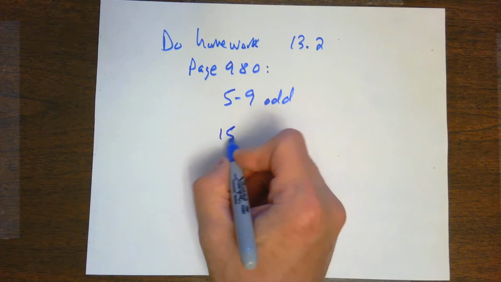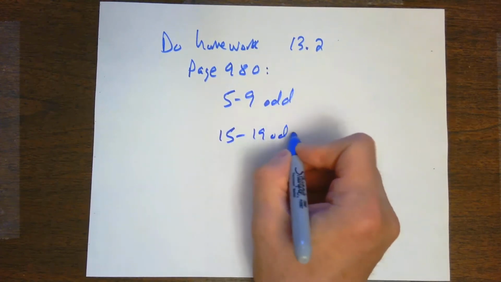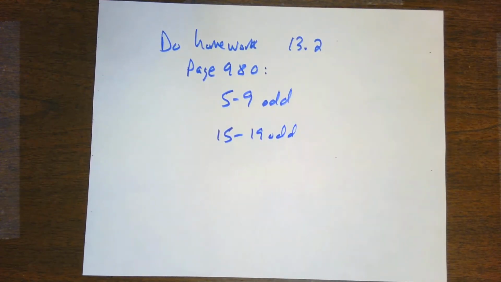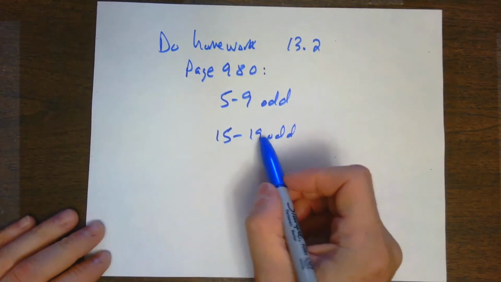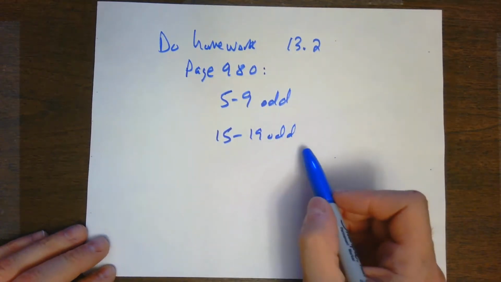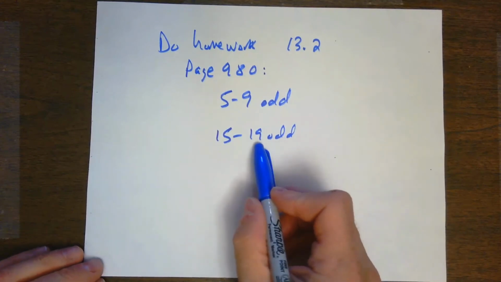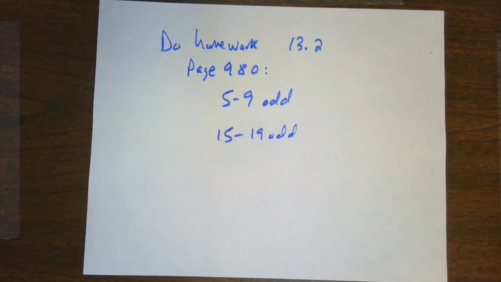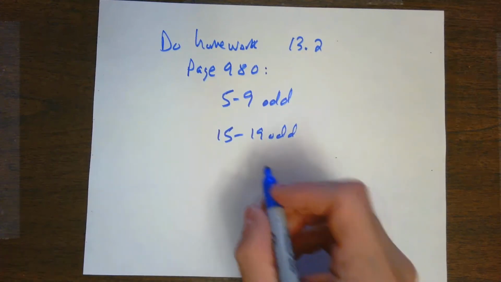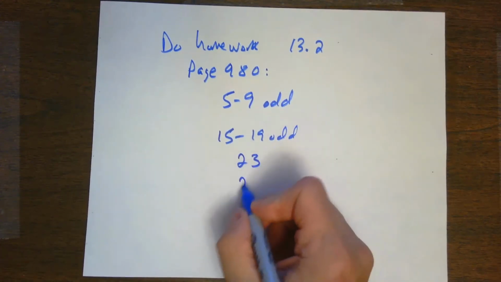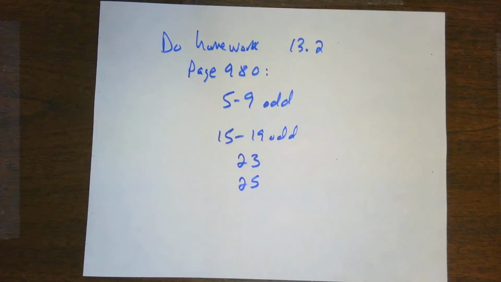And then 15 through 19 odd, and in those it gives you the first term and the common difference. Find the first few terms, or find a given term. Find a formula. That's what these ones are all about. And then two ones a little bit more interesting. I want you to do numbers 23 and 25.